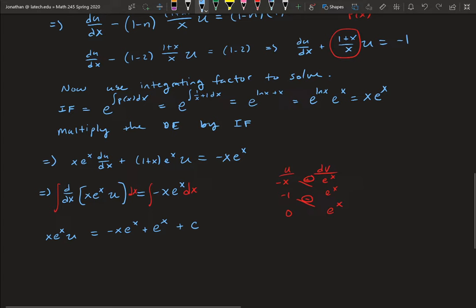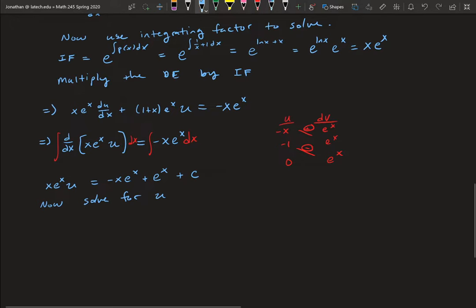Now all we have to do is solve for u. So now solve for u. We get u is equal to negative 1 plus, let's see, the e to the x would cancel, so I get 1 over x plus c over x e to the negative x.